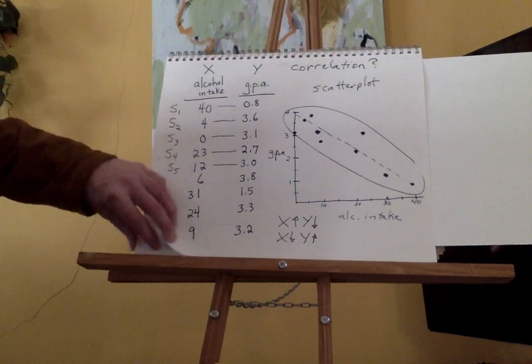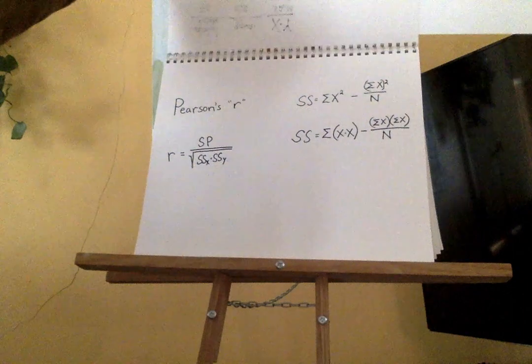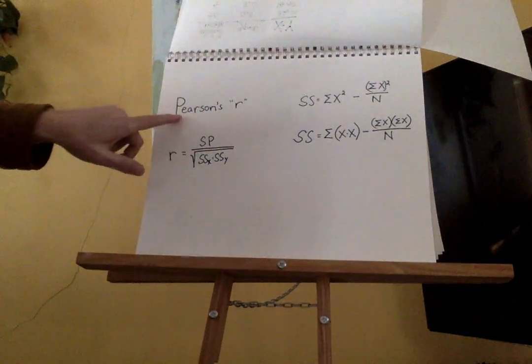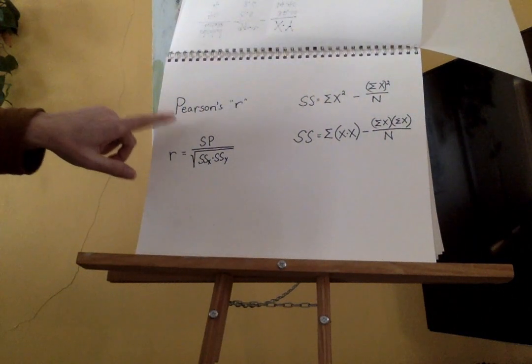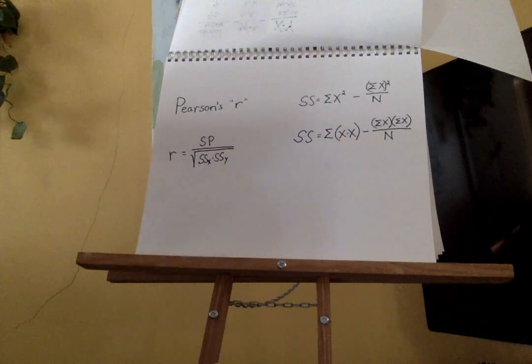So the test that we're going to do is called the Pearson's r. Okay, so we had a Z, we had a T, we had an F for ANOVA, for analysis of variance, and now we have another lettered test. This is called the Pearson's r test, okay? And it's pretty straightforward, I think.